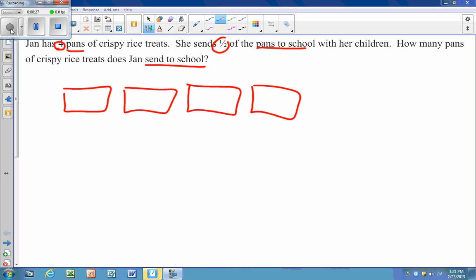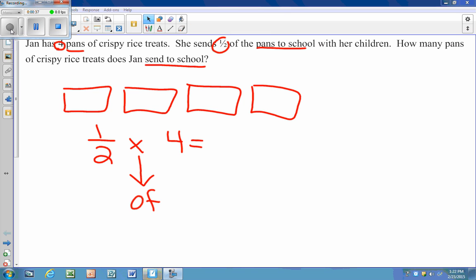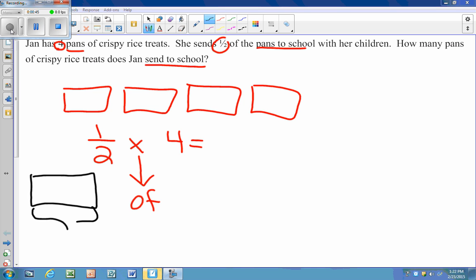Which is just like we were doing before. And she sends half of the pan. So half of, that multiplication symbol means of, half of 4 to school. How many does she send to school? So when we did this before, just like when we did a tape diagram, as a review, this whole thing was 4, and we split it into 2 pieces. So we want 2 pieces or 2 groups, and there's 2 in each group.